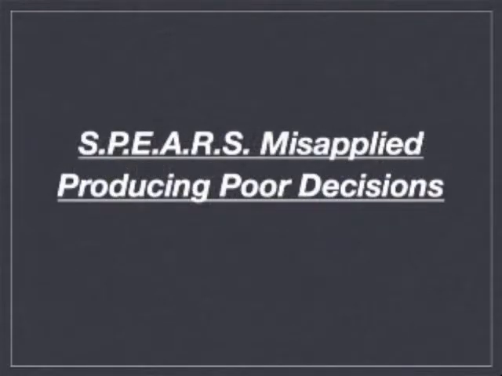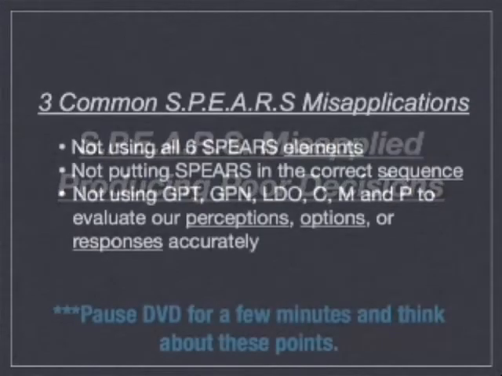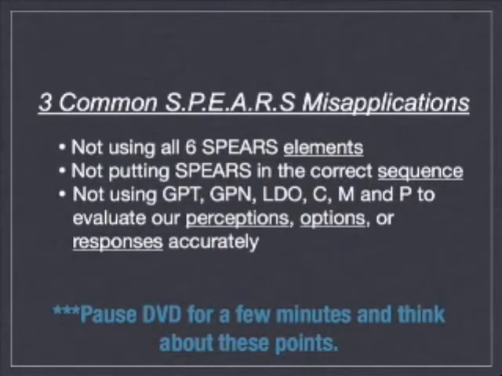Now, before we get into how SPEARS is applied, I want to talk about some ways that it's misused or misapplied, or that reactive process occurs. The SPEARS process, all of these elements of SPEARS are in every single decision. But the way they get misused a lot of times is people don't pay attention to all these 6 different key components of the SPEARS process and leave them out or really undermine their potential power in the SPEARS process.